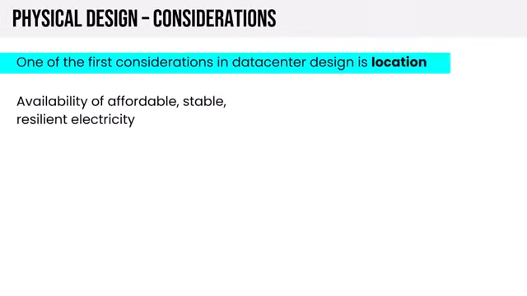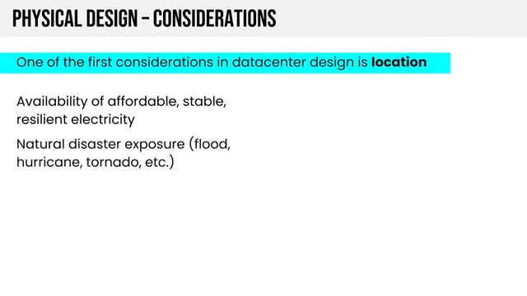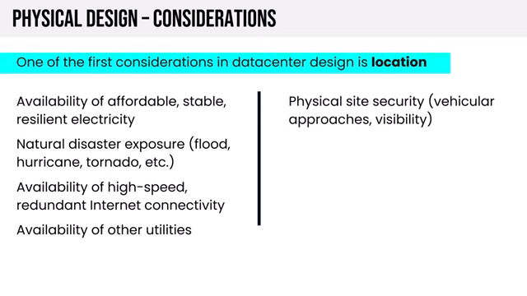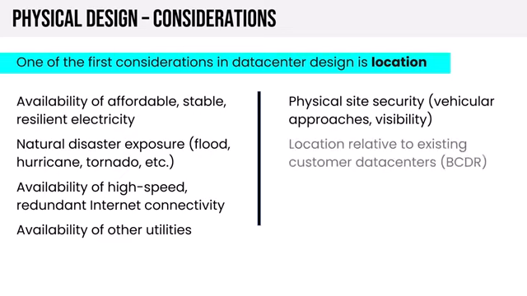So availability of affordable, stable, resilient electricity is important. Natural disaster exposure needs to be considered. Are we exposed to flood, hurricane, tornadoes? Availability of high-speed redundant internet connectivity, as well as other utilities. Add, say, propane, natural gas, and diesel to run your generators. Physical site security, so securing against vehicular approaches, bollards, gates, visibility.